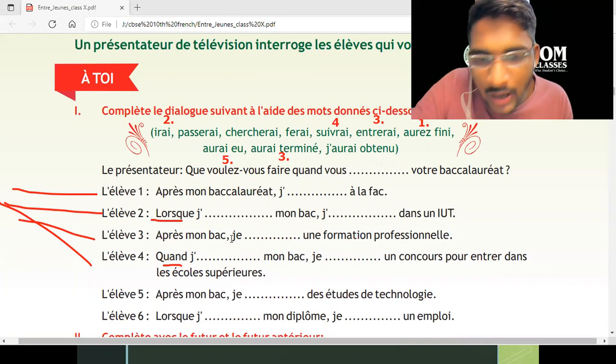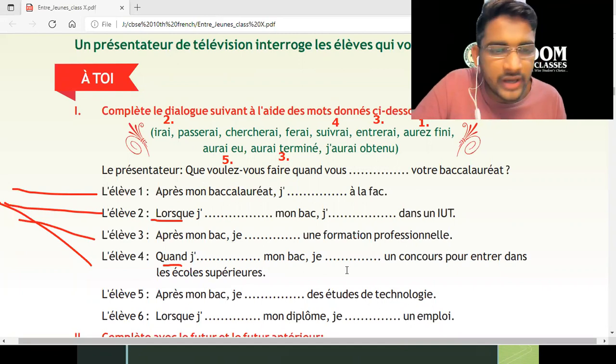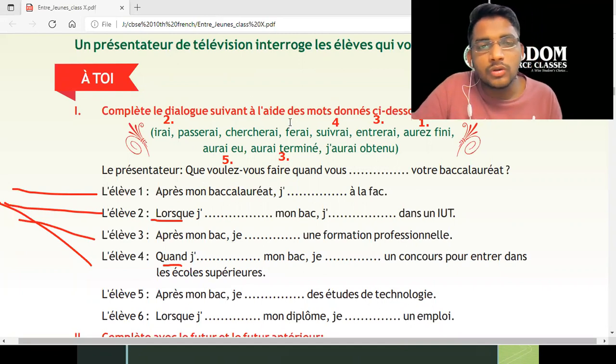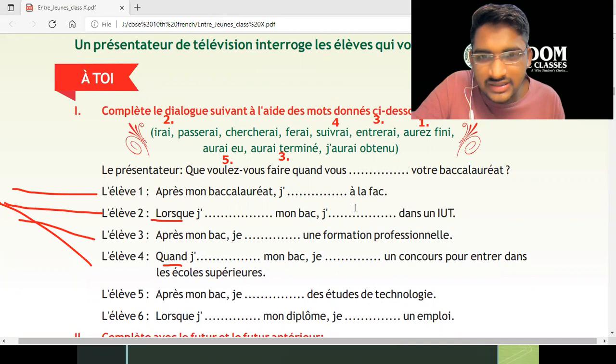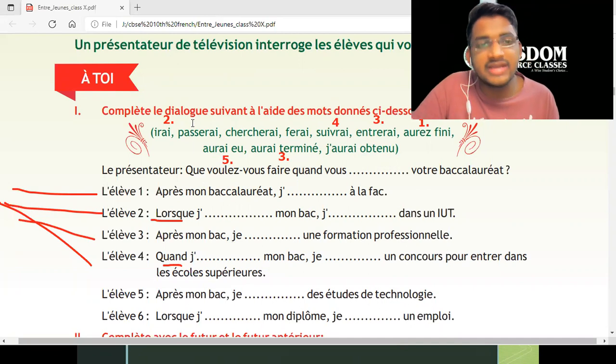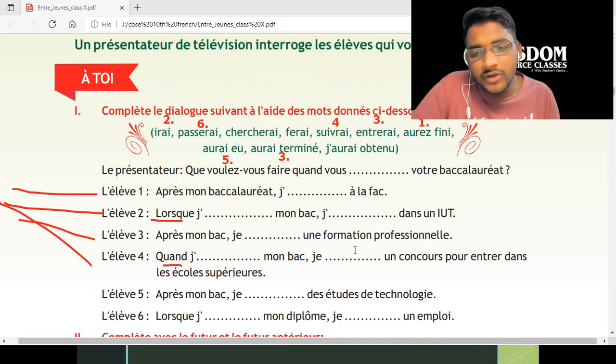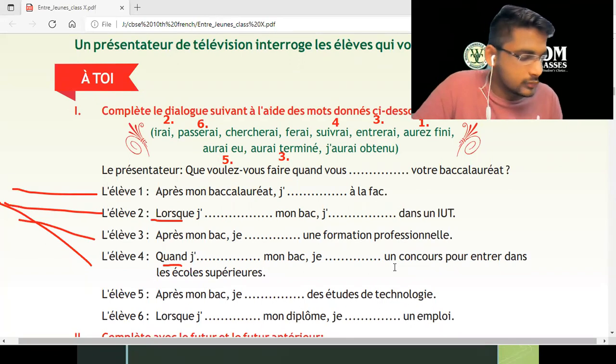व्हेन आई विल हैव माय बाक je dash a concours pour entrer. I will dash a concours, a competition to enter in the superior school. तो I will je ferai आ सकता है. I will do. और कौन सा, je aurai obtenu. ओके, तो स्टूडेंट्स हमारे पास ऑप्शन je passerai लिख सकते हैं. यस, passer लिख सकता हूँ. I will pass a competition to enter in the superior school.